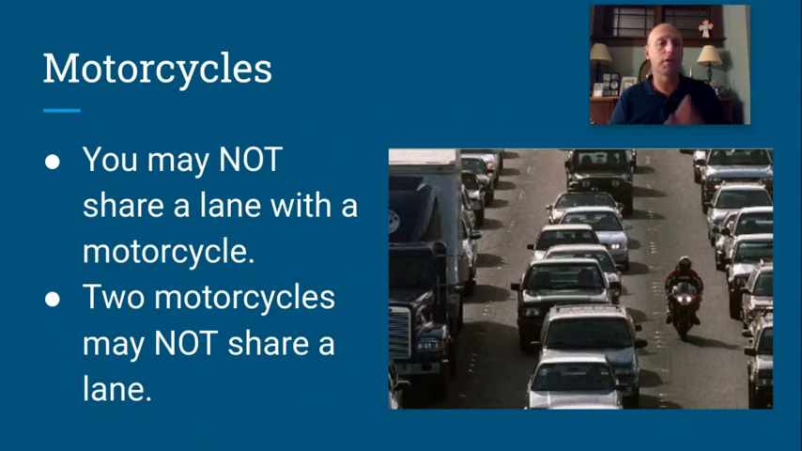Now, the reason for this, whether it's a car and a motorcycle or two motorcycles, is that a motorcycle needs to have the ability to move right and left in the lane to avoid hazards like potholes or a blown out tire that's in the road or roadkill or whatever the case might be. That motorcycle needs to have the ability to move around in their lane.